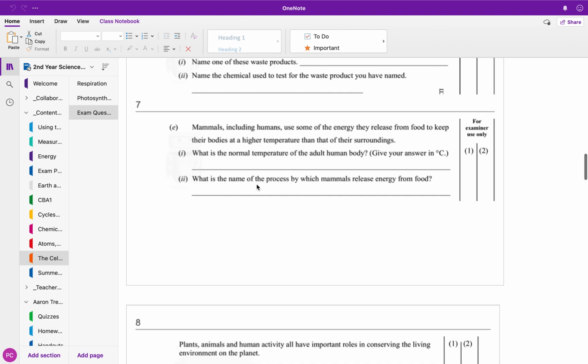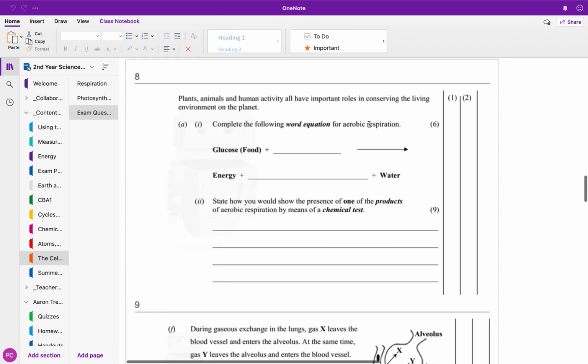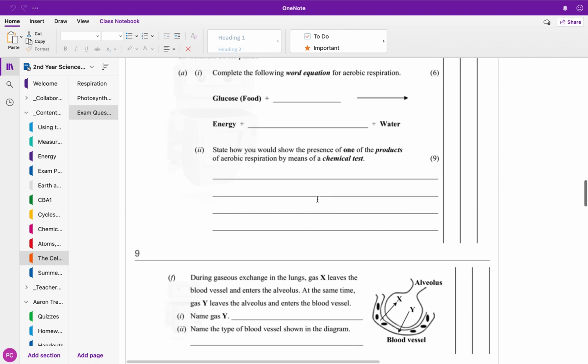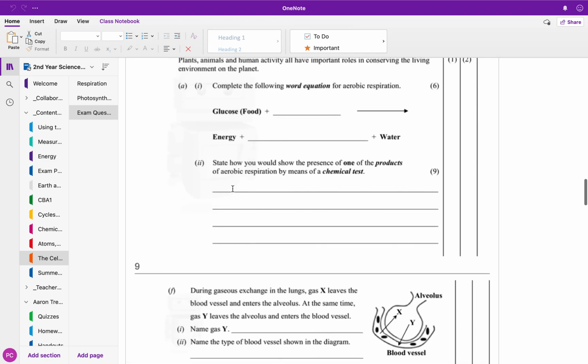Question 7 is about body temperature and the process in which we release energy from food. Question 8 is the word equation for respiration out of the notes. And one of the products of respiration, what's the test for that? And this you would have done in your first year exam. It's actually a hard question, but it's related to respiration because one of the gases is required for respiration and the other one is released after respiration. So a couple of questions for you to do.